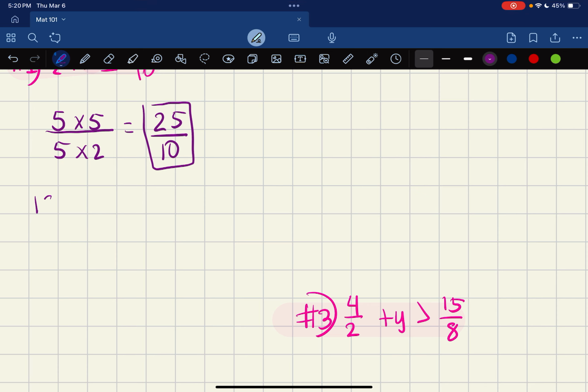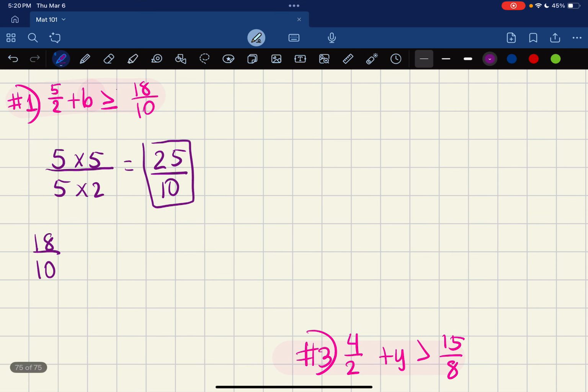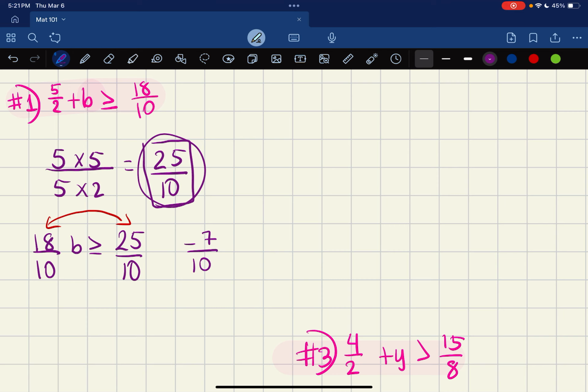So let's bring it down, 18 over 10. And let's also bring down this b and the less than or equal sign. And now we're going to work with the equation that we just made, this one right here. We're going to bring it down as well, 25 over 10. And now we're going to subtract these two terms. That would be equal to negative 7 over 10. So this would be our answer.